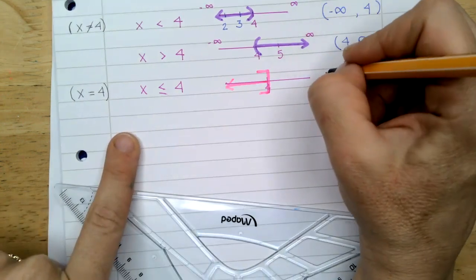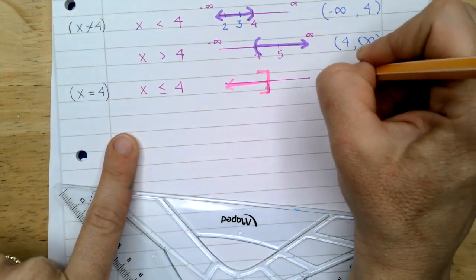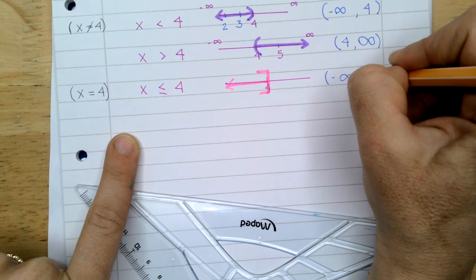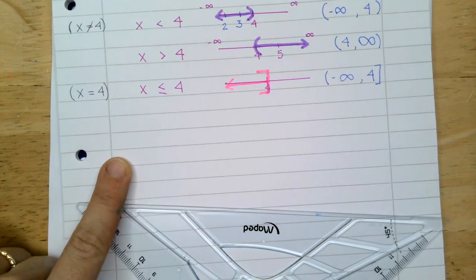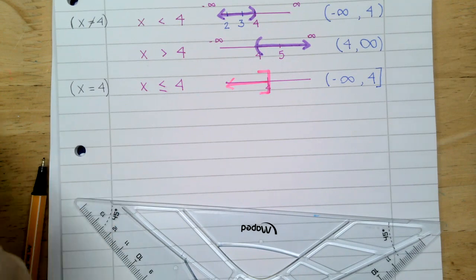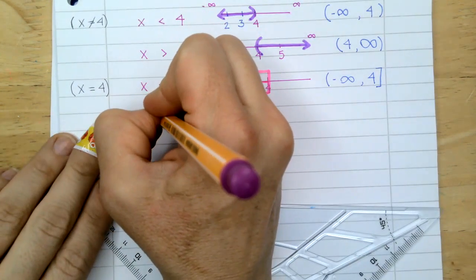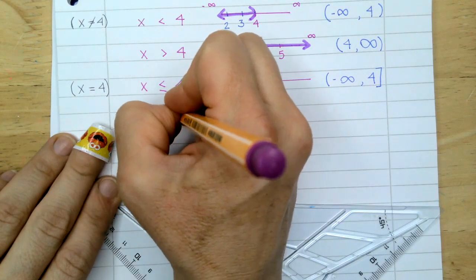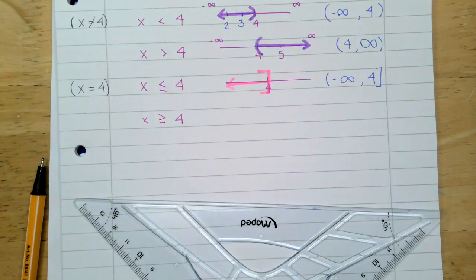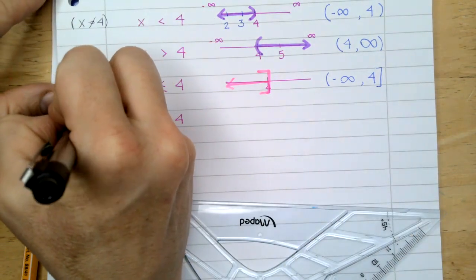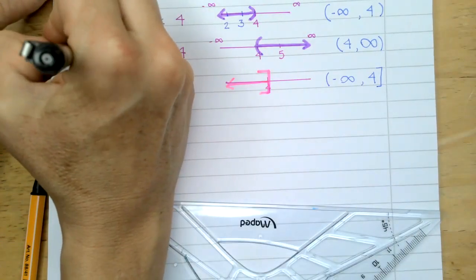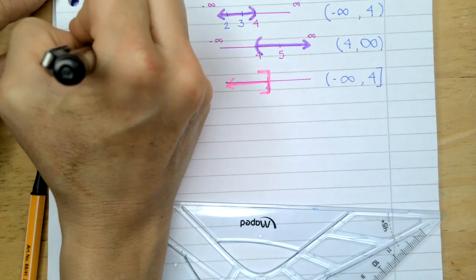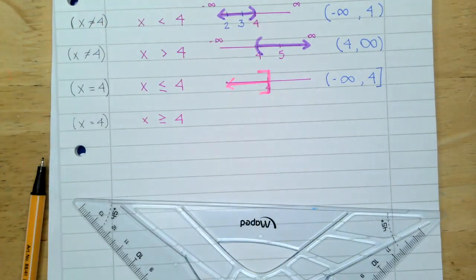When I use my interval notation, I'm still starting at negative infinity. I'm still ending at 4, but to show that 4 is included in my answer, I'm going to use a bracket. Good? Same thing for x is greater than or equal to 4. Again, it's okay if our answer is 4, whereas in these first 2 examples, 4 is not in our solution set. Good?